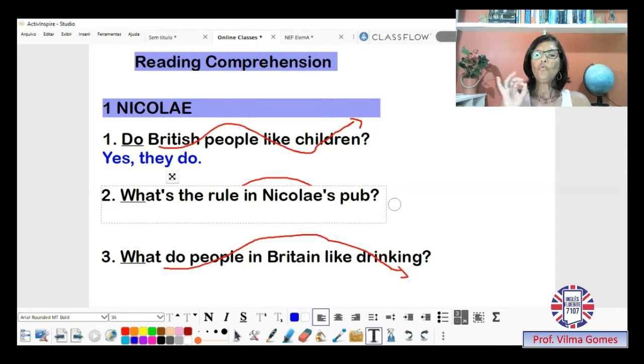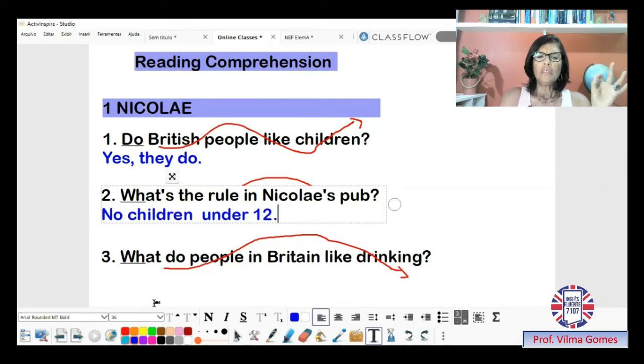What is the rule in Nicholas pub? What are the rules in Nicholas pub? Hey, no children. No children under 12. Então, crianças abaixo de 12 anos não podem frequentar pubs na Inglaterra. Tá?